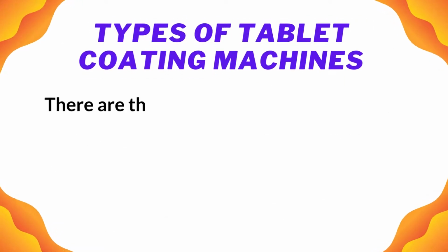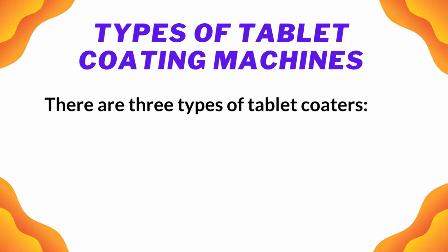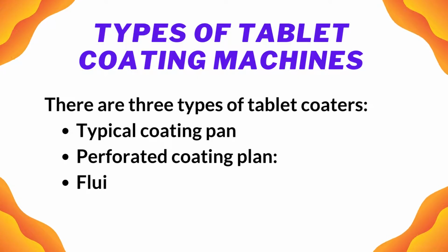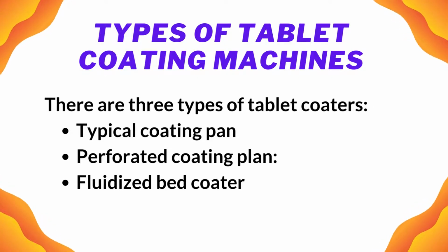Types of tablet coating machines. There are 3 types of the tablet coaters: typical coating pan, perforated coating plant, a fluidized bed coater.